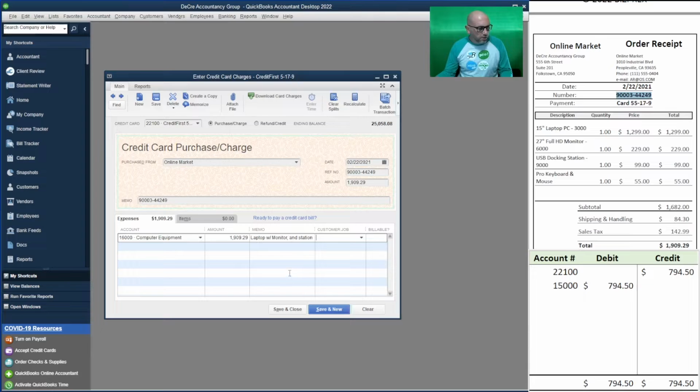Let's go ahead and book it, show how it's been booked. The only thing that changes is right here, computer equipment. So those are our debits and credits behind this interface, right? Again, this amount right here, it is a credit to account 22,100. This amount right here, it's a debit to account 16,000. So let's go ahead and book it.